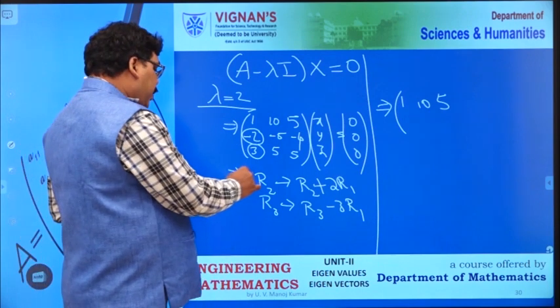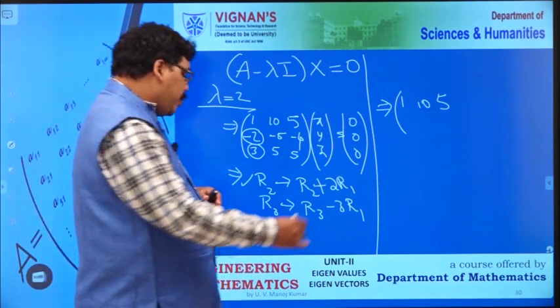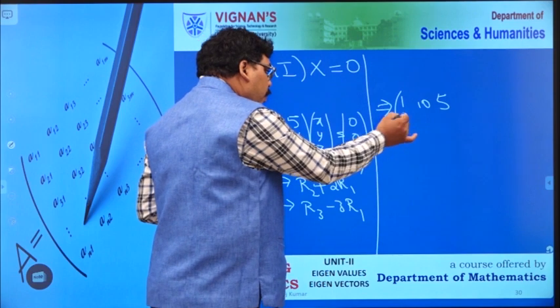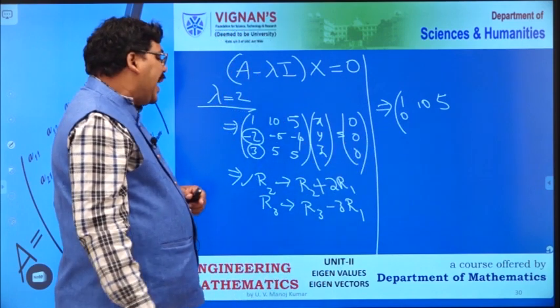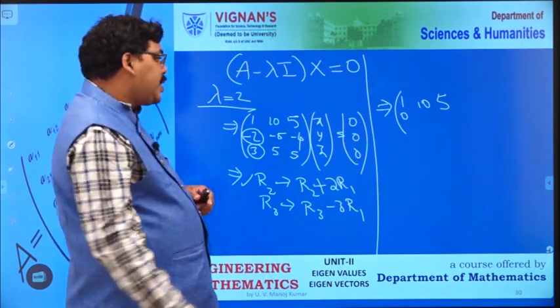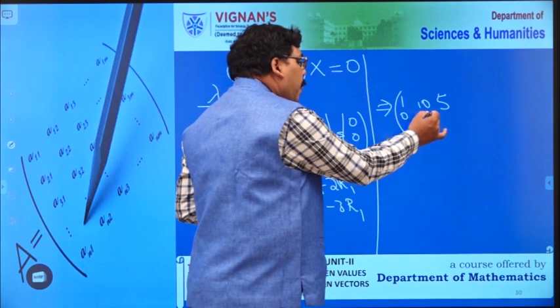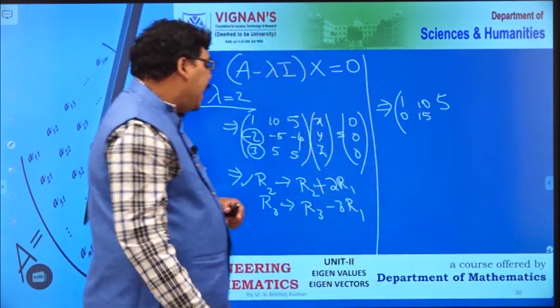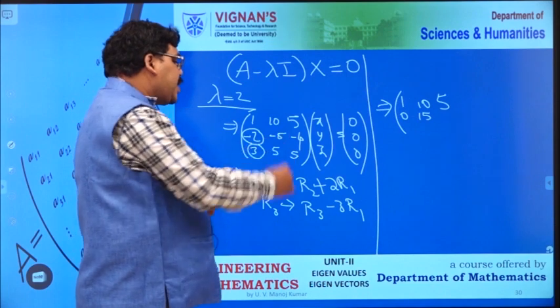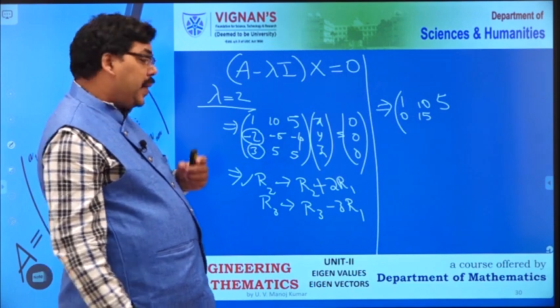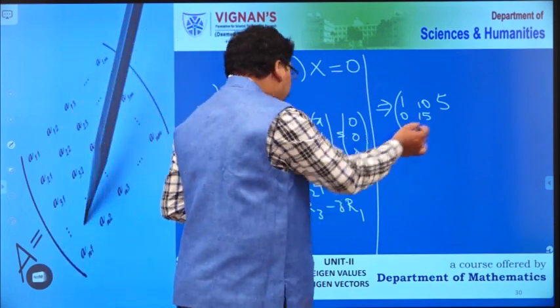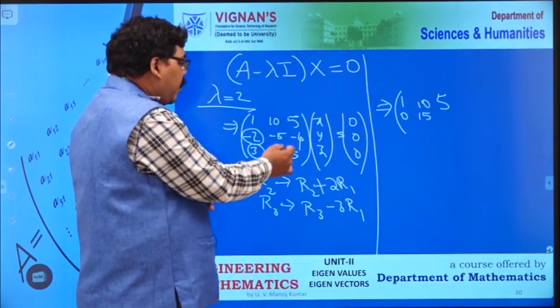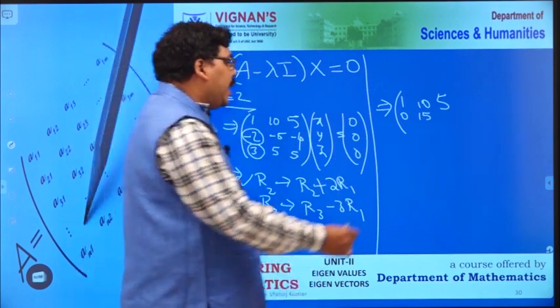When I apply this row operation, minus 2 plus 2 becomes 0. Then minus 5 plus 20, 20 minus 5, 15. And see the third element, minus 4. Minus 4 plus 2 into 5, 10. 10 minus 4, 6.